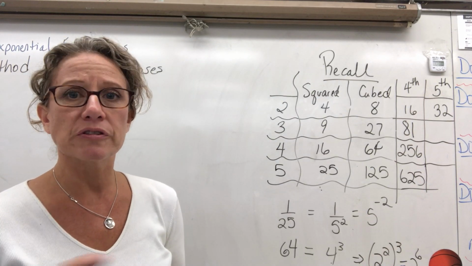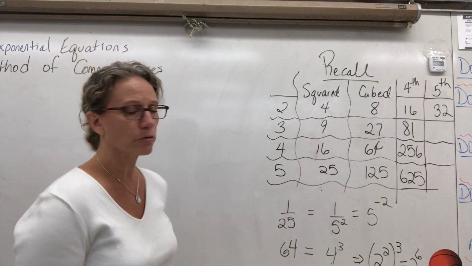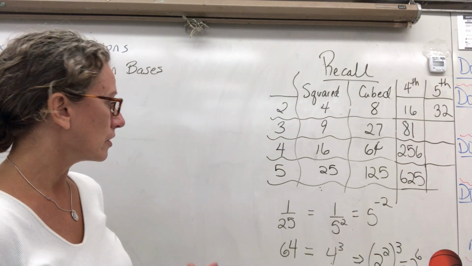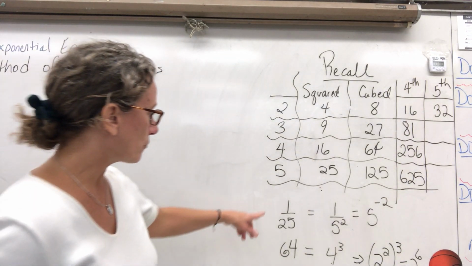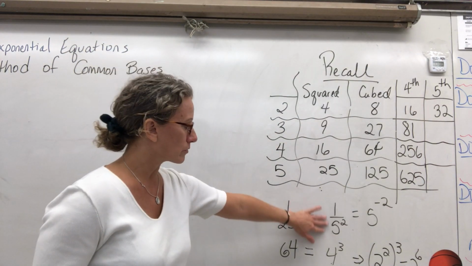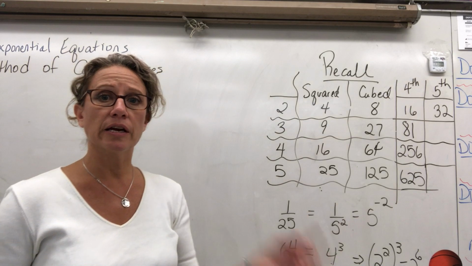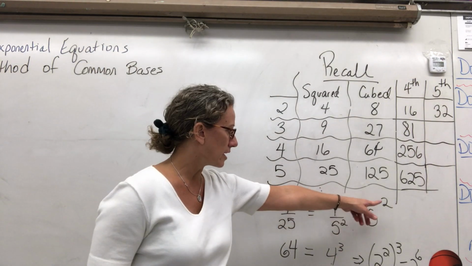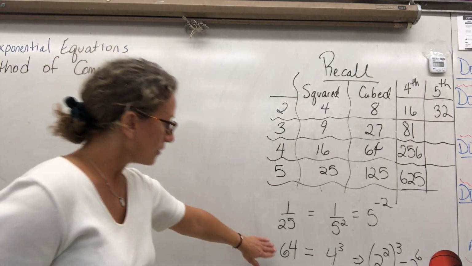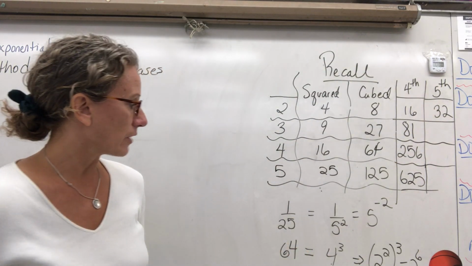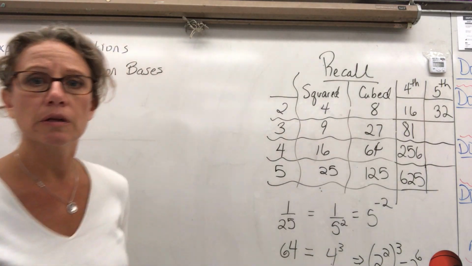Okay, now, besides knowing that, we also have to recall our facts regarding negative exponents. So recalling that if I have a fraction, 1 over 25, I can rewrite that as 1 over 5 squared, which then I can reciprocate and represent as 5 to the negative 2.